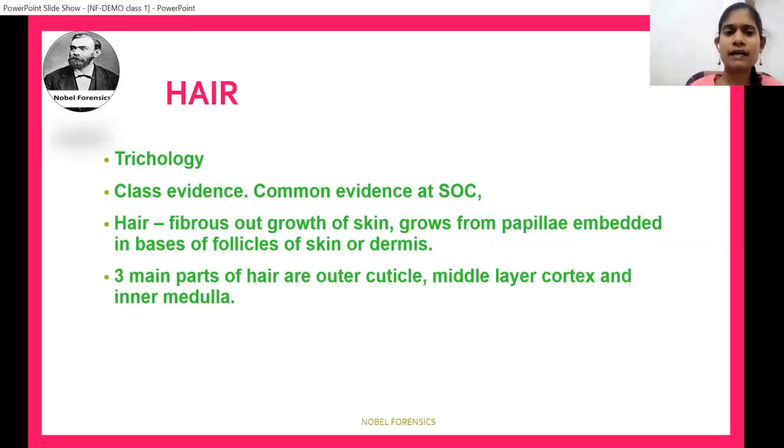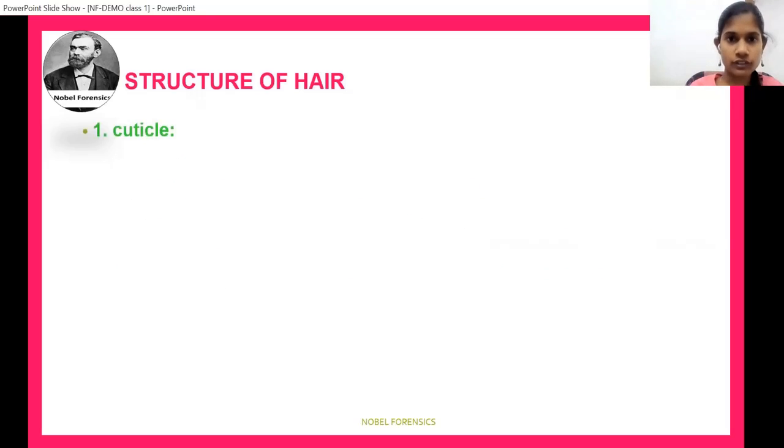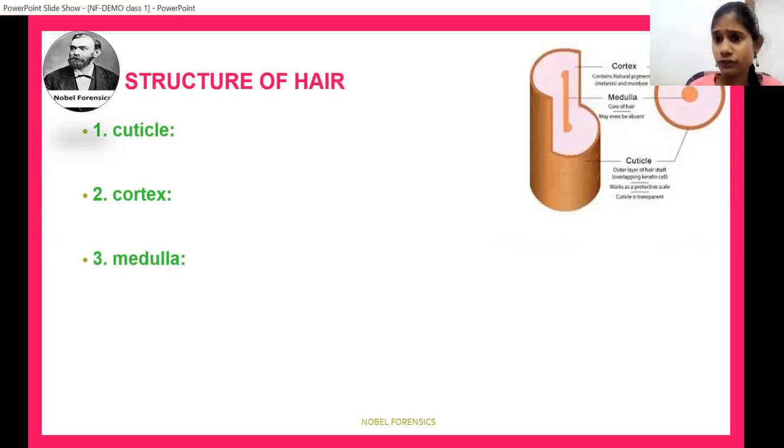Then there are three main parts in the hair: the outer cuticle, the middle layer cortex, and the inner medulla. And here I added the structure of hair with a diagram. Cuticle, cortex and medulla. These are the three parts in the hair. If you look at this, the outer layer is the cuticle, which contains scales. Those cuticular cells are also known as cuticular scales, which are translucent. And that is a previous question. In fact, cuticular cells are translucent.